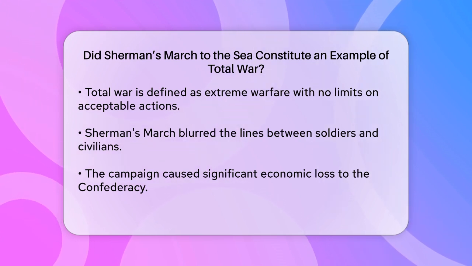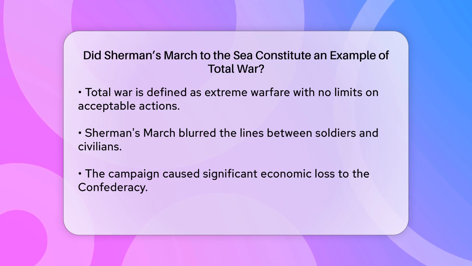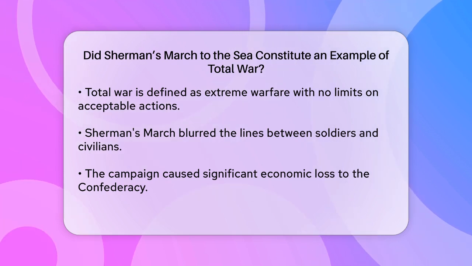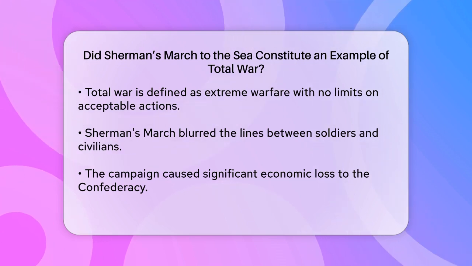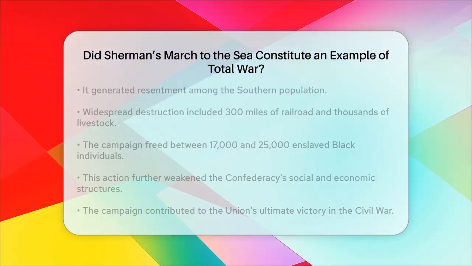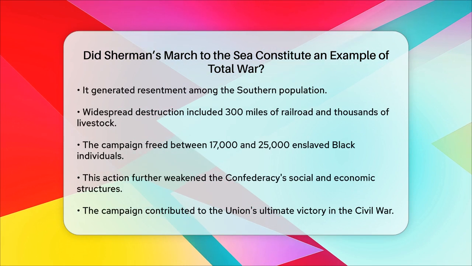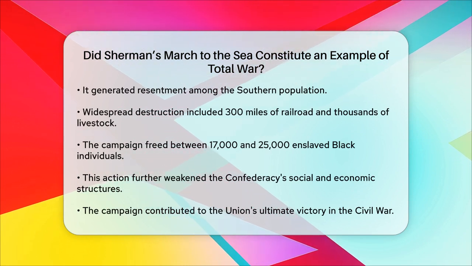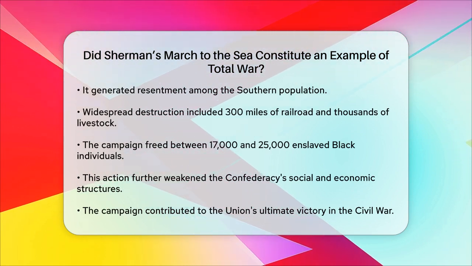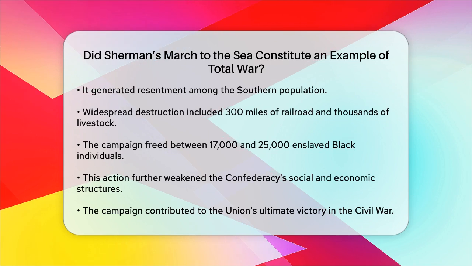This kind of destruction fits the definition of total war, as it aimed to break the Confederacy's strategic capacity for warfare by targeting both military and civilian resources. Additionally, the campaign freed between 17,000 and 25,000 enslaved black people, which further undermined the Confederacy's social and economic structure.